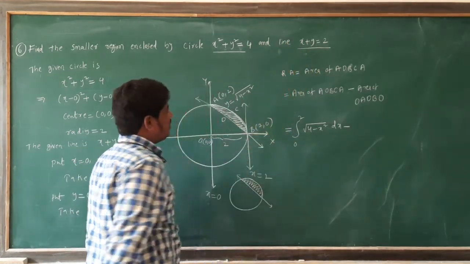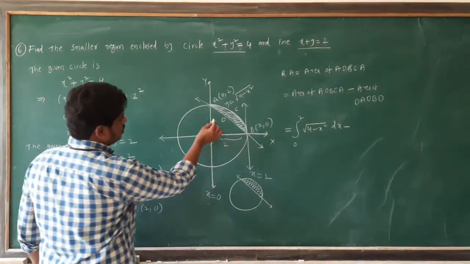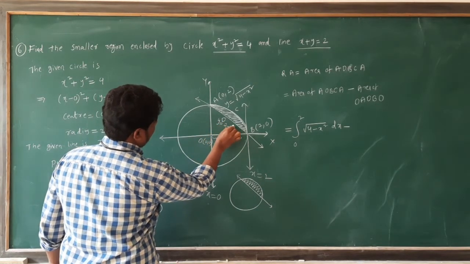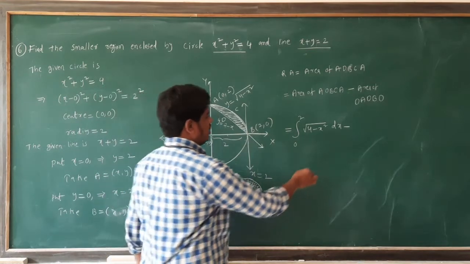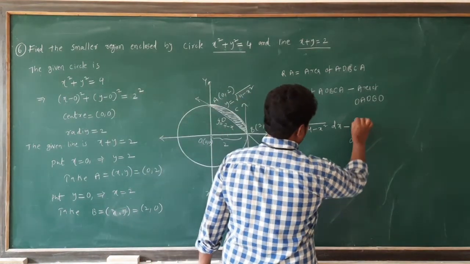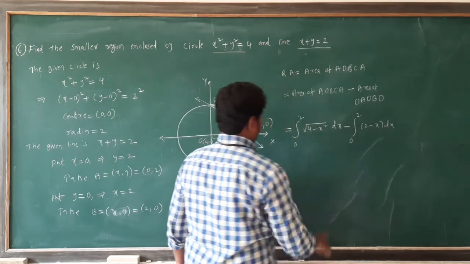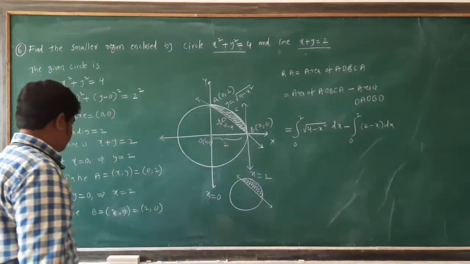Okay, what is the equation of the line? y is equal to 2 minus x. So what? Integral from 0 to 2 of 2 minus x dx. I am writing here.